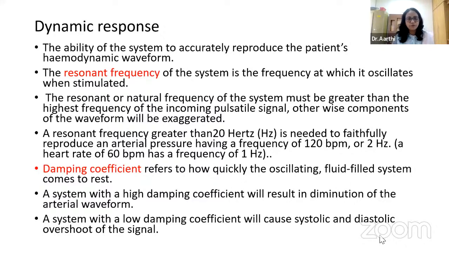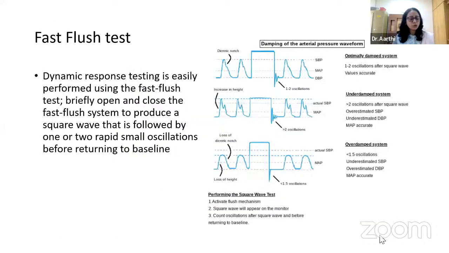So what is the damping coefficient? The damping coefficient refers to how quickly this oscillating arterial fluid-filled system comes to rest. A system with a high damping coefficient will diminish the arterial waveforms, and a system with a low damping coefficient will exaggerate the signals. So how do we assess the dynamic response of an arterial system? By using a fast flush test. A fast flush test is to briefly open the fast flush system to produce a square waveform. You can see the diagram there.